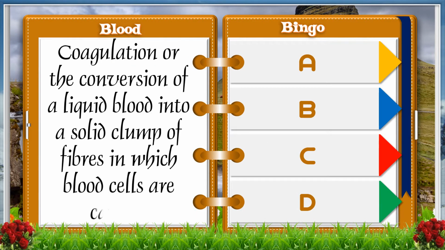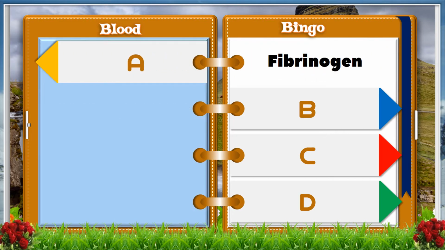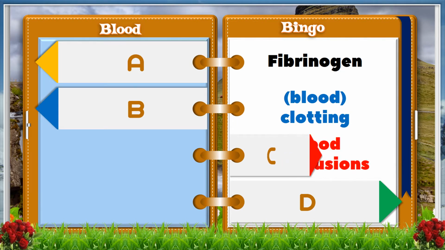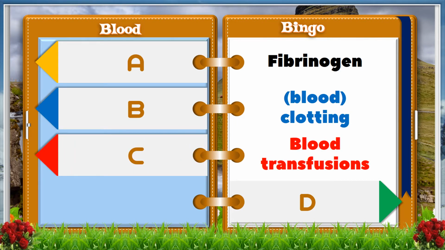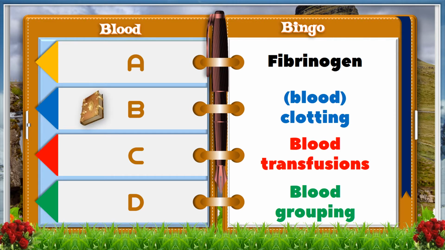Coagulation, or the conversion of liquid blood into a solid clump of fibers in which blood cells are trapped, is called A. Fibrinogen. B. Blood clotting. C. Blood transfusion. D. Blood grouping. And the answer is B. Blood clotting.